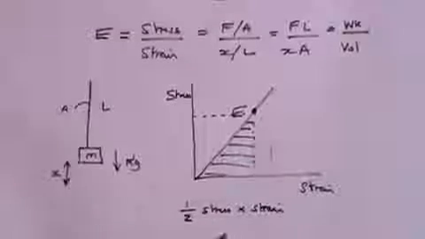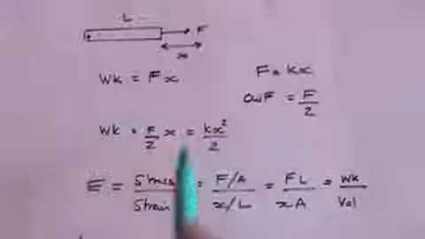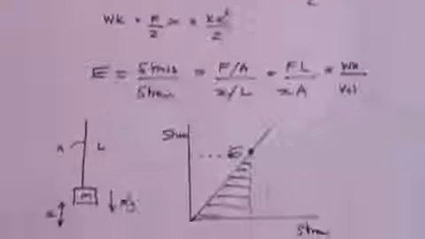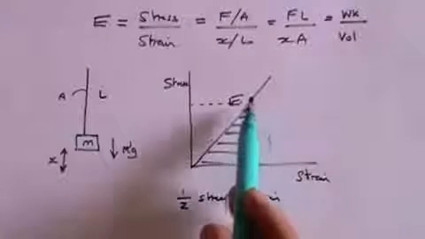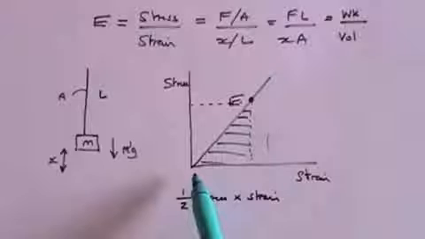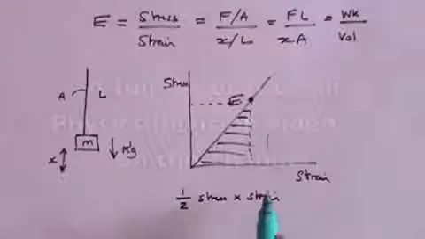And that's the same as we had before when we calculated the energy or work done. It was half of kx squared. And here the same principle applies. The energy stored in the stretched material, which would be released if you let it go, is half the stress times the strain.